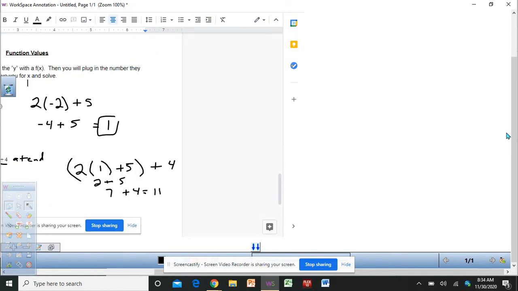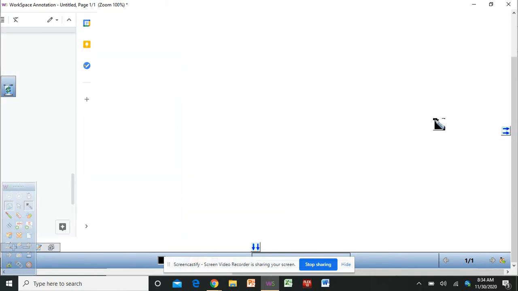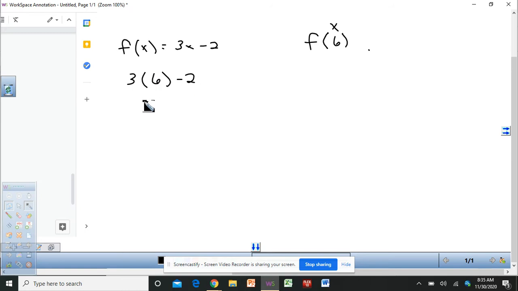Now, I know that was a little confusing, so we're going to try another one. Let's say we have the function of x equals 3x minus 2. I'm going to say the function of x is 6. Oh, sorry, they're right, the function of 6. So that means we change every x to a 6. So 3 times 6 minus 2. 18 minus 2 is 16.